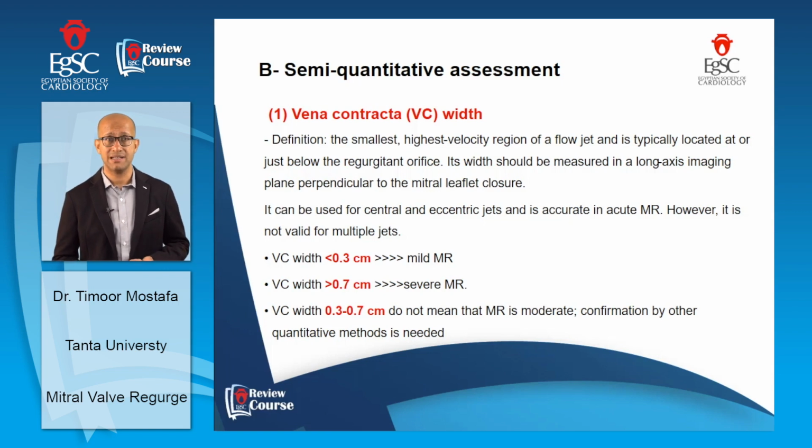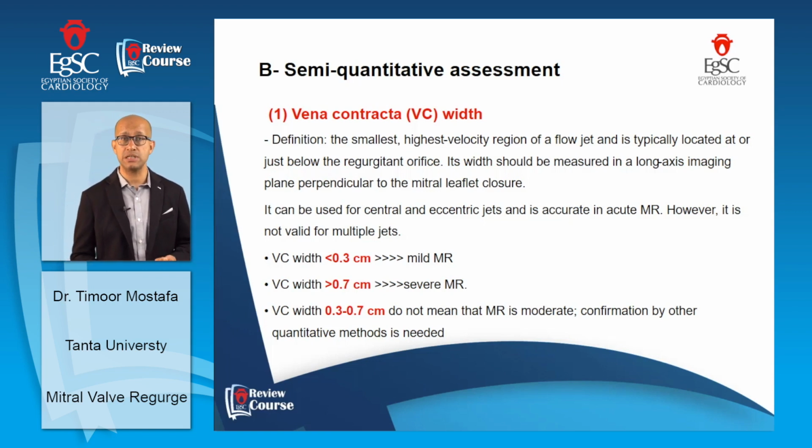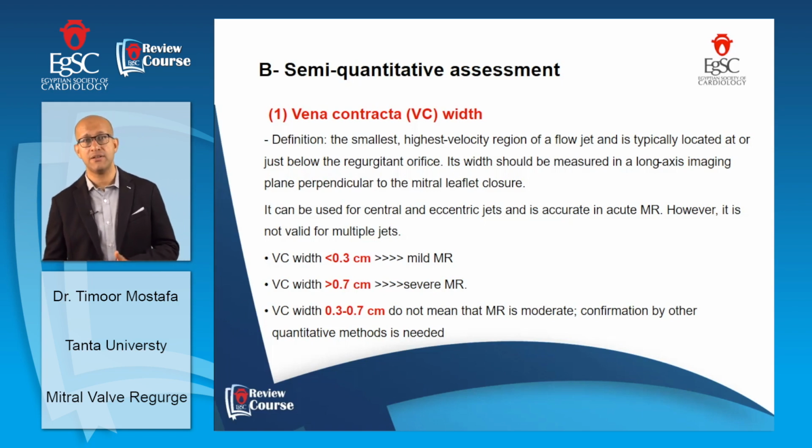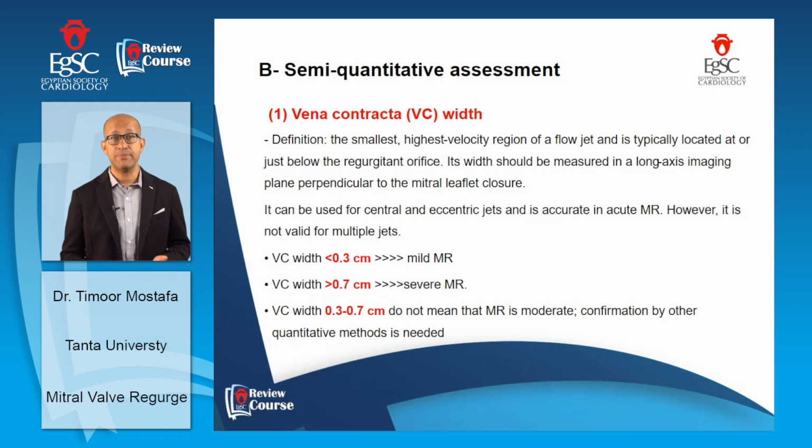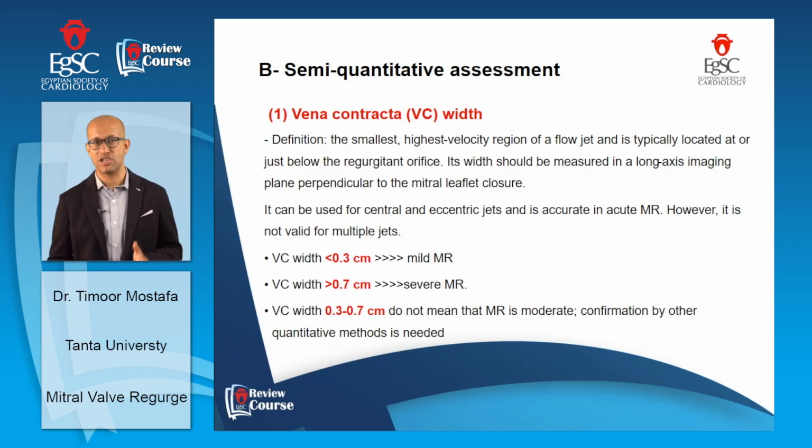What is the vena contracta? It is the smallest, highest velocity region of a flow jet and is typically located at or near the regurgitant orifice, which means the mitral valve. It can be used for central and eccentric jets and is accurate in acute mitral regurgitation.